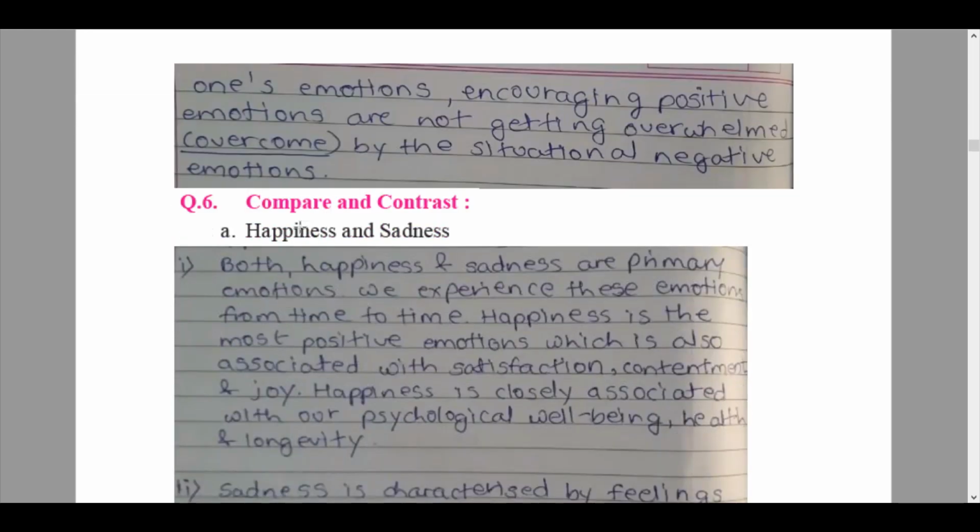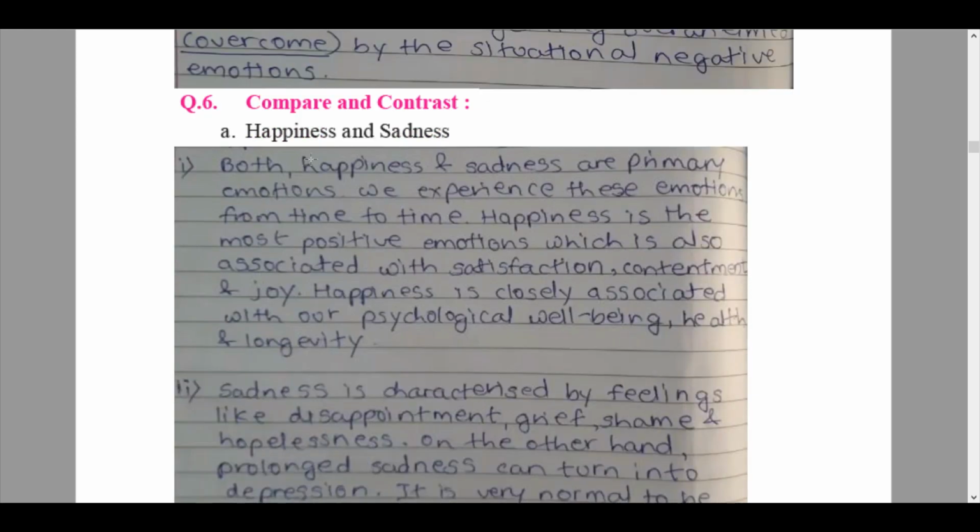Then we move forward to our question number 6, compare and contrast. Our first part here is the A part, that is happiness and sadness. So I'll read out the first pointer here. Both happiness and sadness are primary emotions we experience from time to time. Happiness is the most positive emotion, which is also associated with satisfaction, contentment, and joy. Happiness is closely associated with our psychological and physical well-being, health, and longevity.